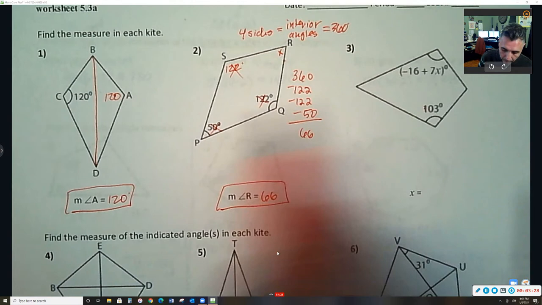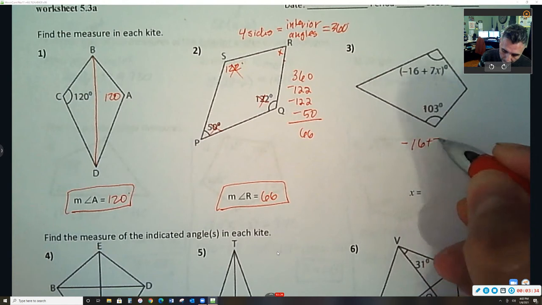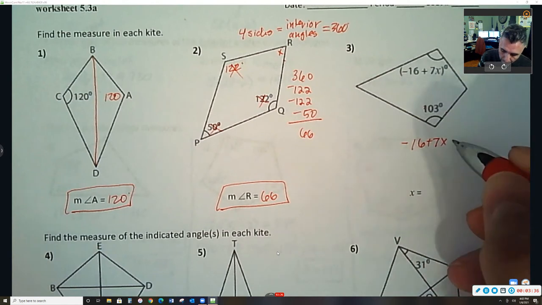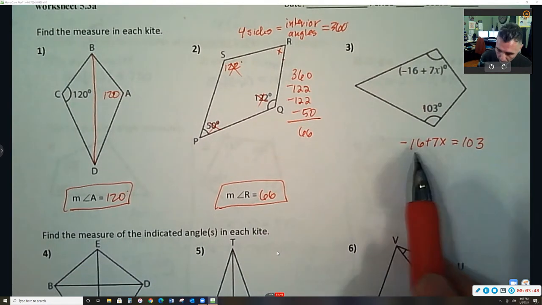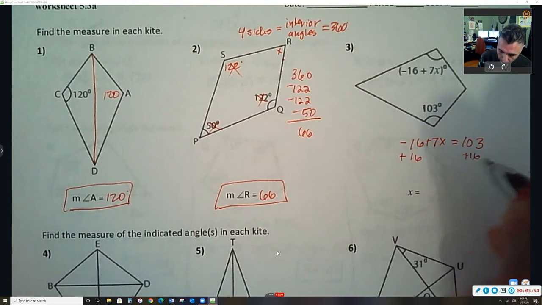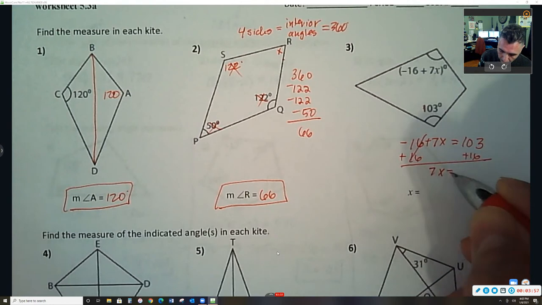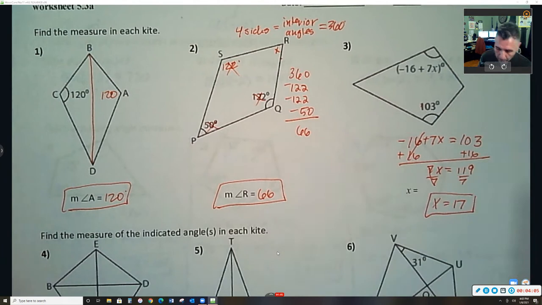And again, number three is similar to this, where these two angles are equal. So I know this angle, which is negative 16 plus 7x, equals 103. And in math, whenever you say something is equal, you should automatically think, hey, I need to write an equation. So then we need to solve this. You solve this by first adding 16 on both sides. That goes away. 7x equals 119. Divide both sides by 7. And then you're left with x equals 17. Okay.